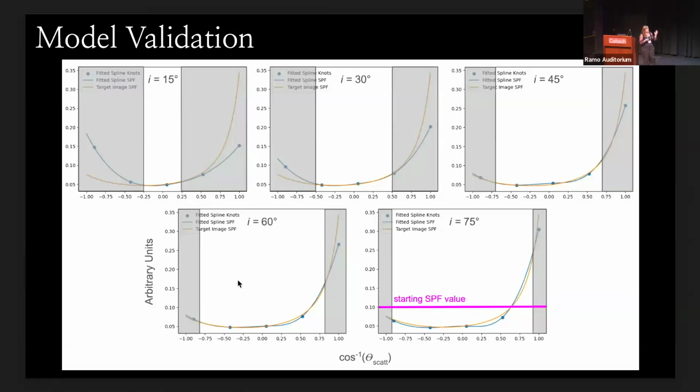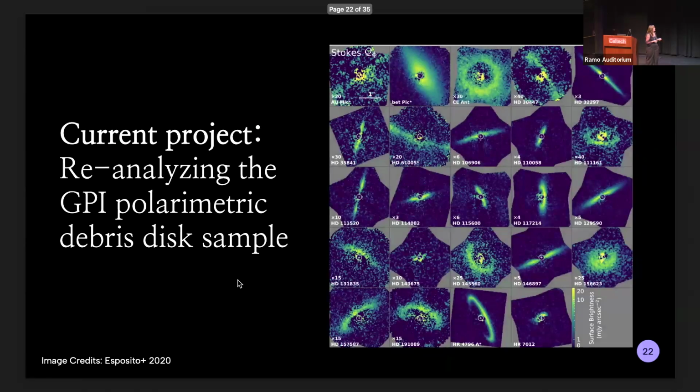and then blue is the interpolation between them. So for different inclinations of disks, you'll have different scattering angles probed. So for a face-on disk, you're going to see fewer scattering angles. You're going to see just closer to 90. And then for an edge-on disk, you're going to see a much larger range of scattering angles. So the pink line is where we started all of the knots in the fit. And you can see that they all reproduce the target phase function quite well. So this is showing that the splines are working, which is really cool.